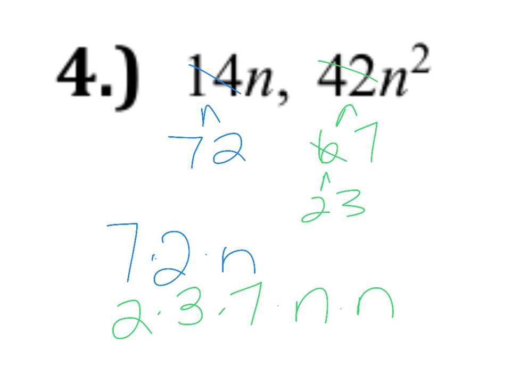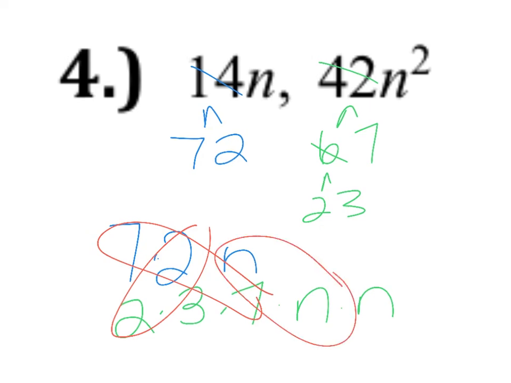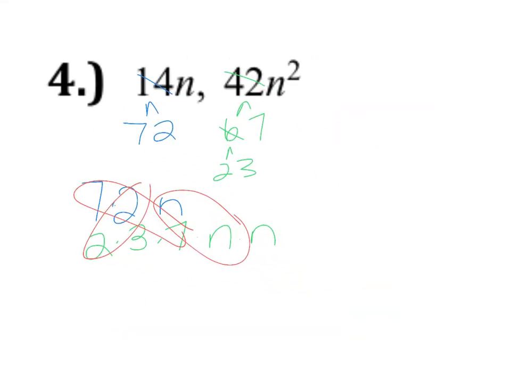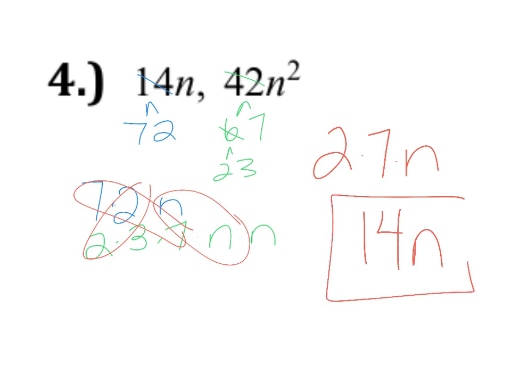We want to look to see what they have in common. So they have a 2, they have a 7, and they have an N. So if we think about that, they have a 2, a 7, and an N. So the GCF is going to be 14N. So both numbers, the highest number they can be divided by is 14. And they both have at least one N.